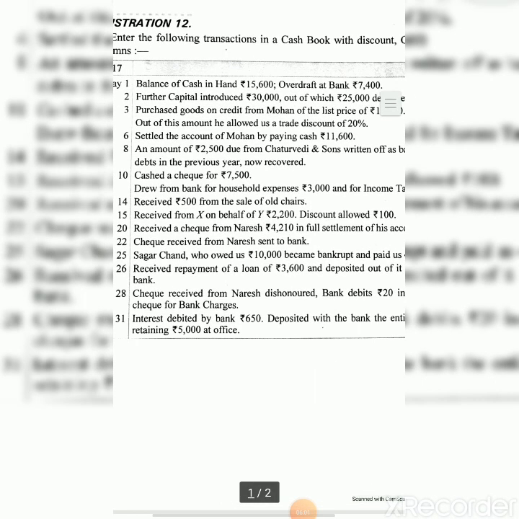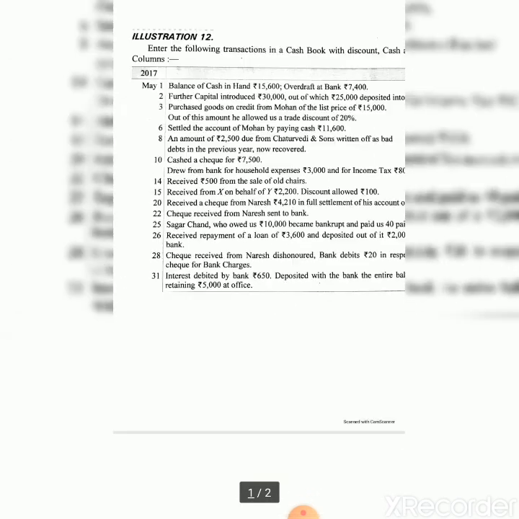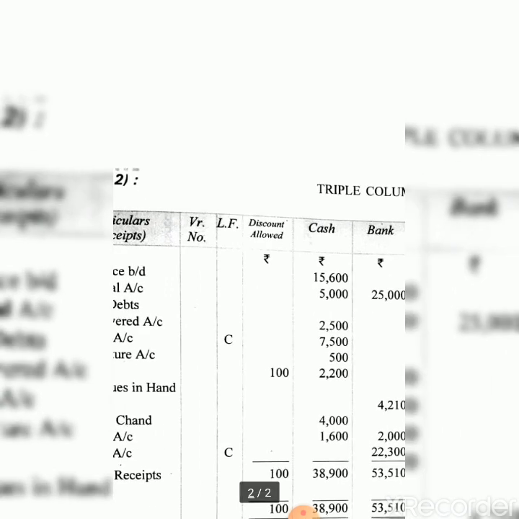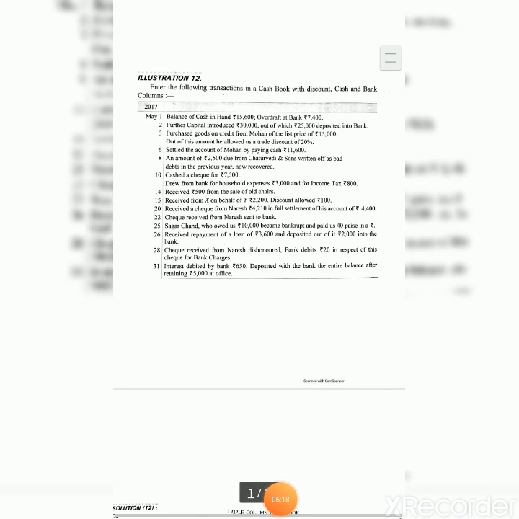Now next entry, received rupees 5,500 from the sale of old share. So you can easily understand what will be the journal entry. Cash account debit to furniture. So to furniture it is written in debit side 500. Now let's see the next entry.